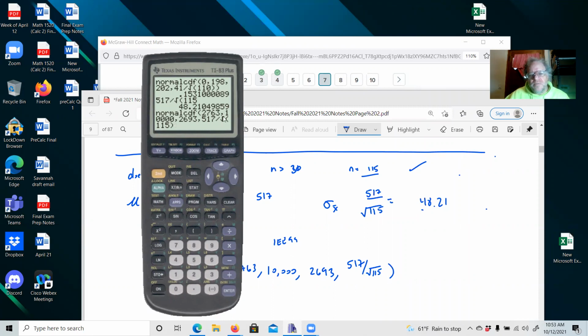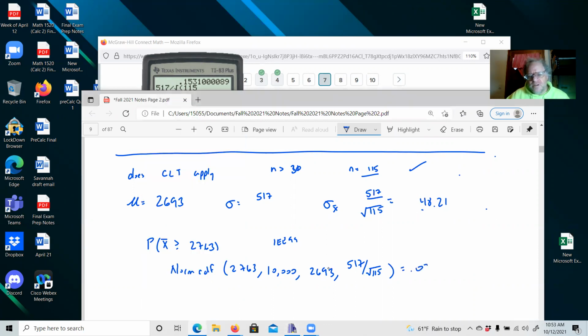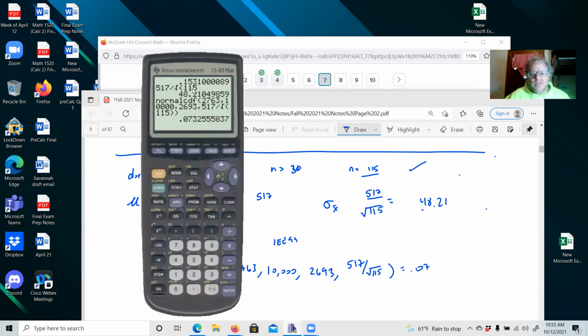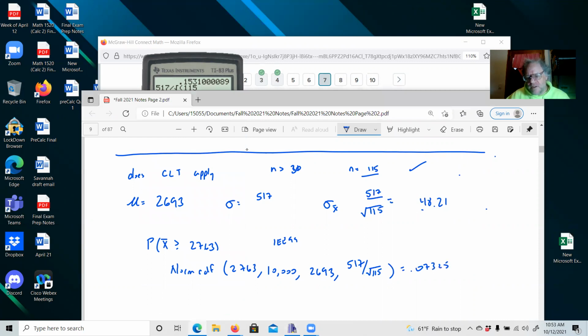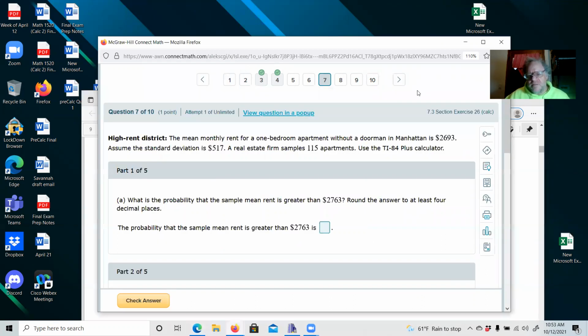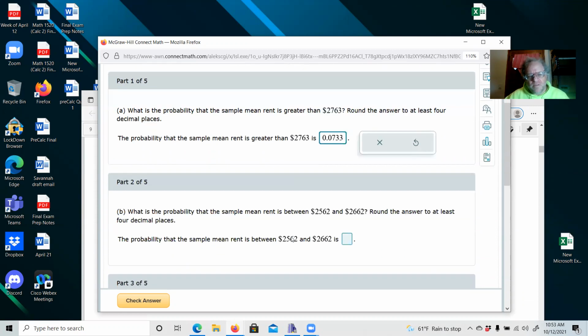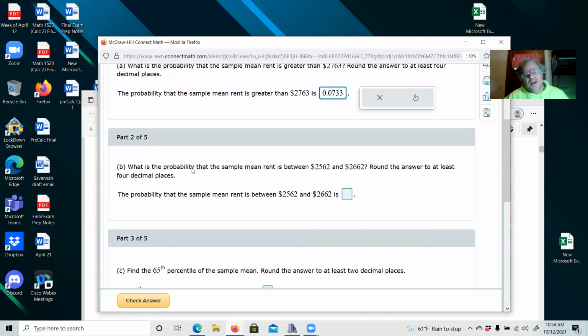Parentheses for the square root, and parentheses for the normal distribution. Boom. Okay. 0.07. What do we have here? 0.7325. For 4 decimal places that's going to be 0.0733. Okay, 5 parts. I should have picked a different problem.